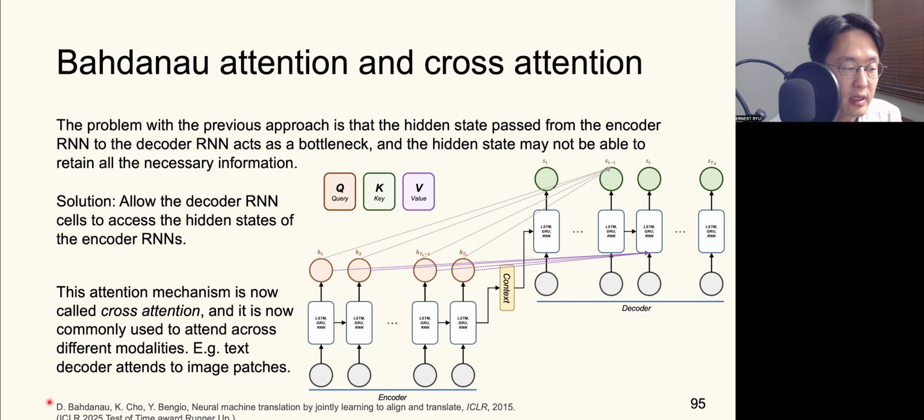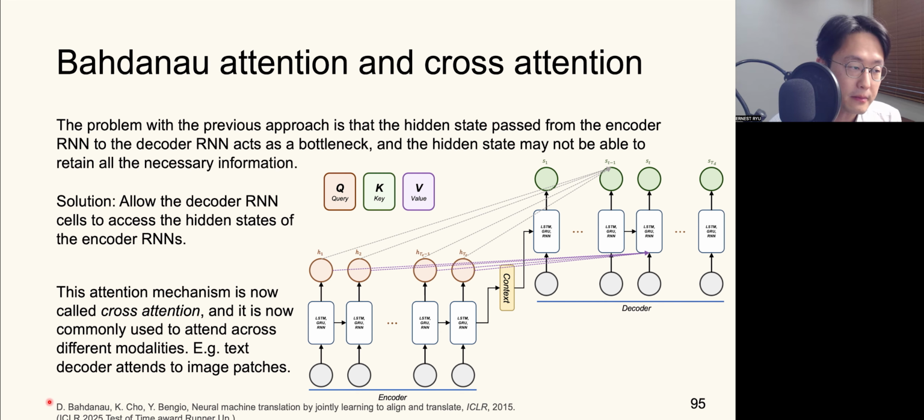So in 2015, Bahdanau et al. published this attention mechanism, which is now referred to as the Bahdanau attention. And this was a groundbreaking idea that received the ICLR 2025 Test of Time Runner-Up Award. But crucially, this idea was proposed as an enhancement to the RNN encoder-decoder translation method. The idea is to allow the decoder RNN to refer back to the encoder RNN's hidden states through this attention mechanism.